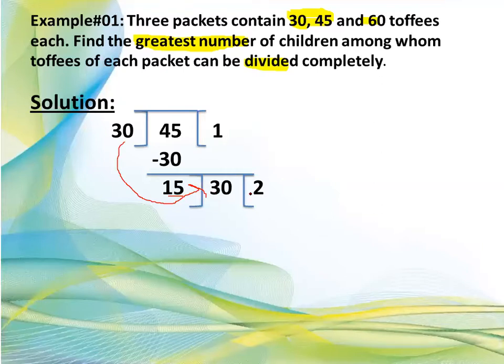15 multiplied by 2 will become 30. Now you subtract and you get no remainder. Here you get no remainder, so should you stop here? No, you will not stop here because you have another number, that is 60. Every time you take your next number, you will take it as a dividend. So you will proceed further.